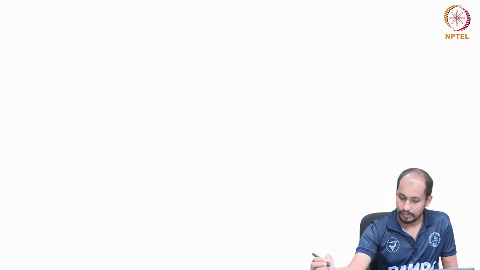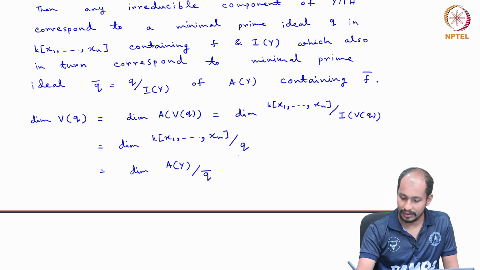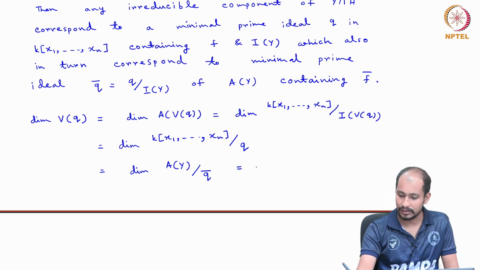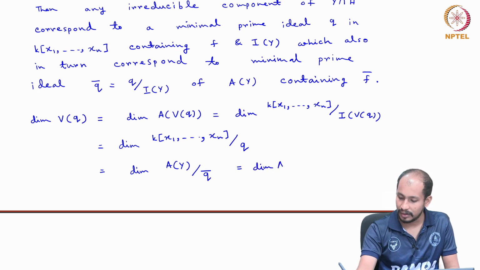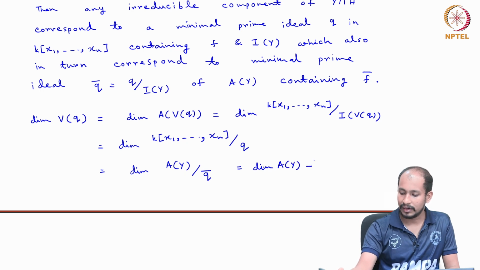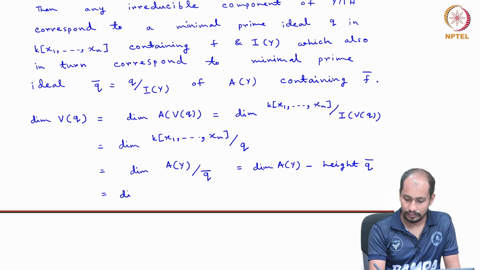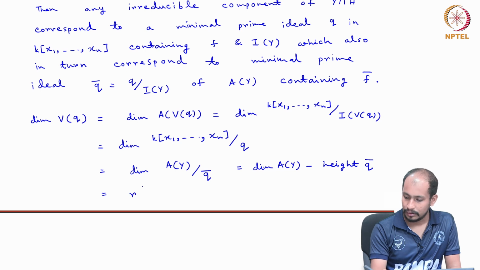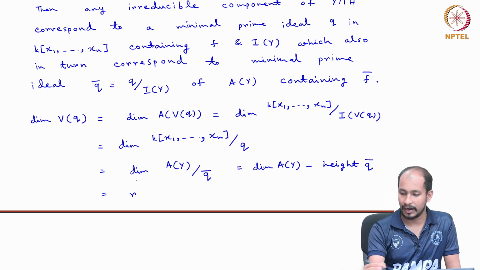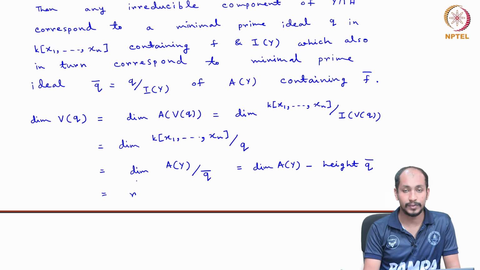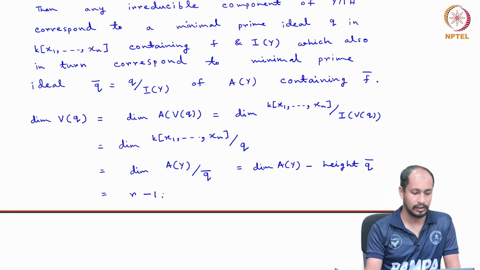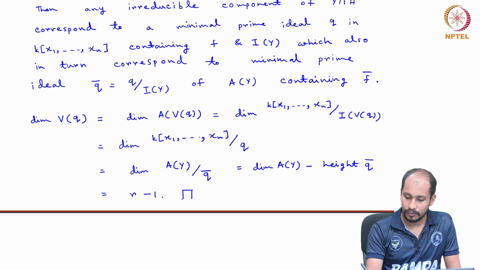Now this is the same as the dimension of A_Y mod q bar. So again, a result from dimension theory states that this equals the dimension of A_Y minus the height of this q bar. Now the dimension of A_Y equals the dimension of Y, which is r, we have already seen, and the height of q bar is 1 by Krull's principal ideal theorem. So this equals r minus 1. So this is what we wanted to show.